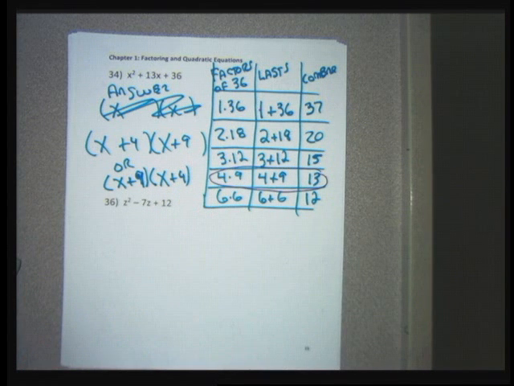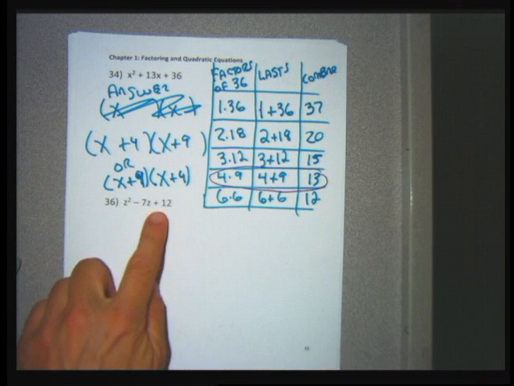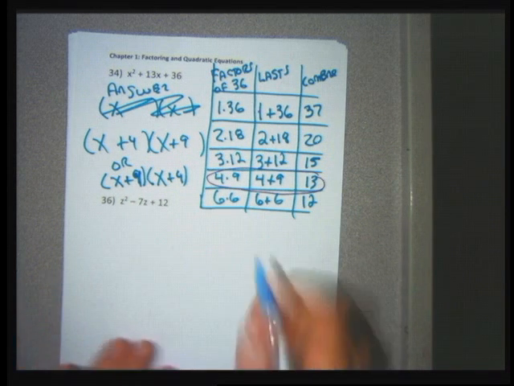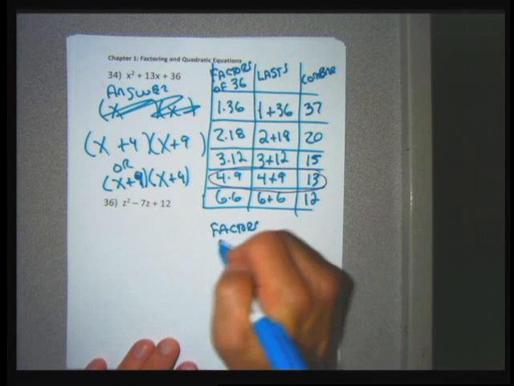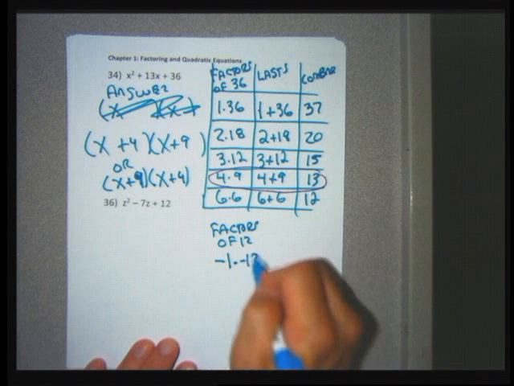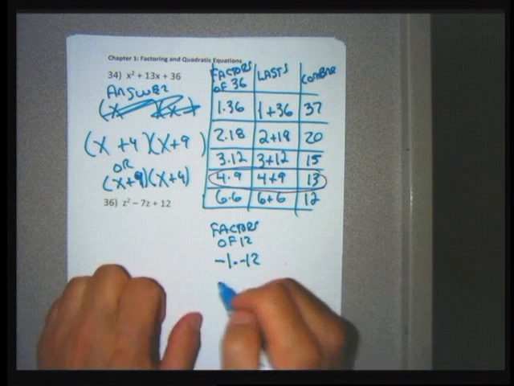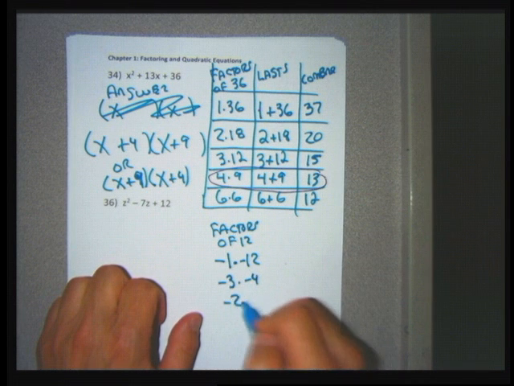In problem 36, because the problem has a negative, my factors have to have negatives. They're going to be double negatives to get my 12. So for 36, I need to introduce negatives because the problem has a negative. I'm going to say negative 1 times negative 12 because that multiplies to be 12. Negative 3 times negative 4, and I forgot negative 2 times negative 6.